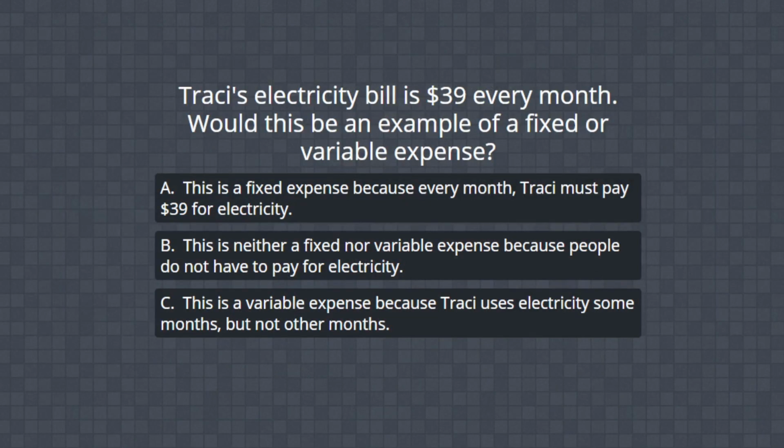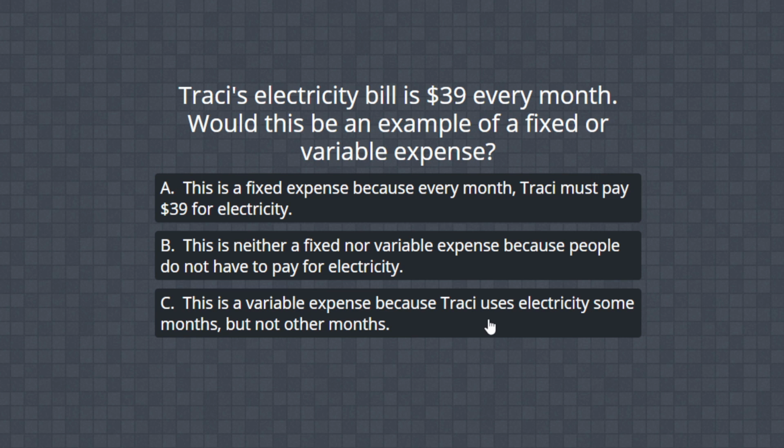Okay, great. So Tracy's electricity bill is $39 every month. Would this be an example of a fixed or a variable expense? A. This is a fixed expense because every month Tracy must pay $39 for electricity. B. This is neither a fixed nor a variable expense because people do not have to pay for electricity. C. This is a variable expense because Tracy used electricity some months but not other months.